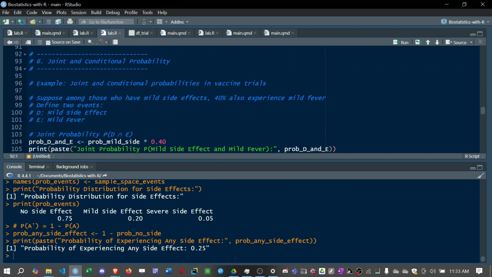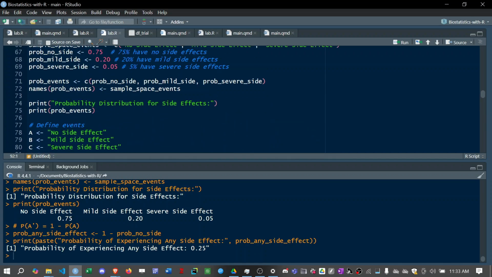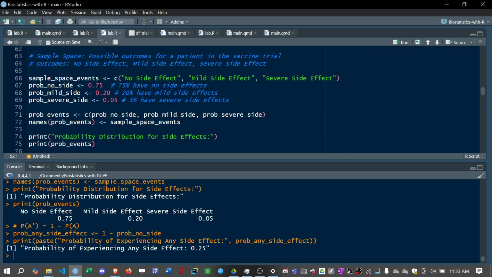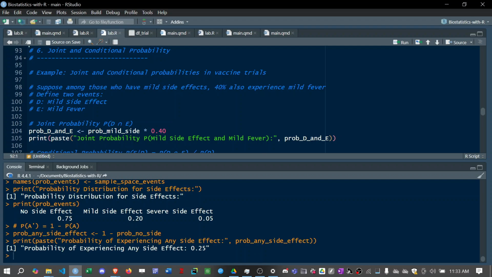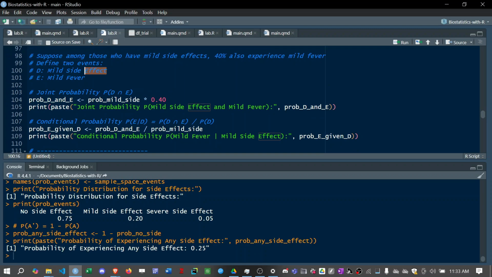For joint and conditional probability, let's say we have joint and conditional probability in vaccine trials. Suppose among those who have mild side effects, 40% also experience mild fever. We found out the probability of having mild side effects is 0.2, and among those with mild side effects, 40% also experience mild fever. So we are defining 2 events now: mild side effects and mild fever. This is the joint probability.